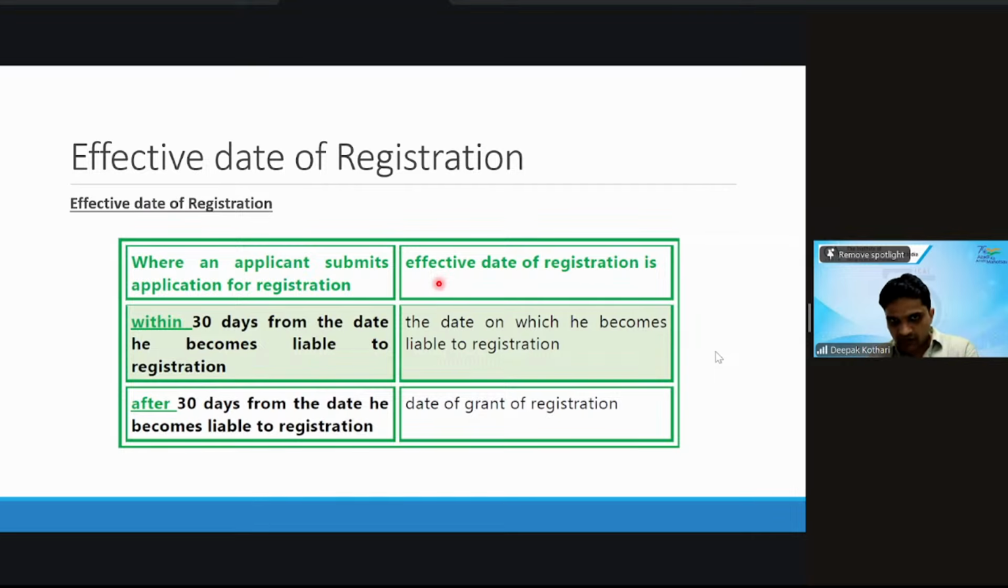Registration may be suspended. We'll come to the suspension, Aditya, that it can be suspended. After that, they will cancel it.